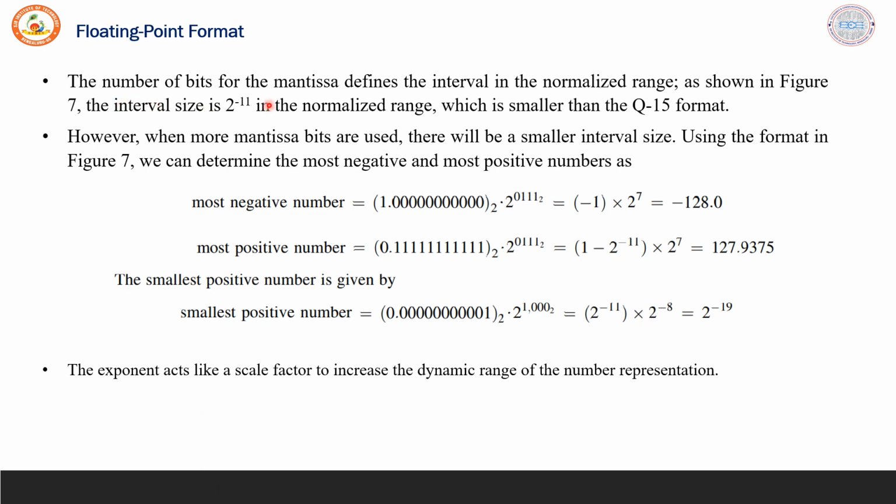The number of bits for the mantissa defines the interval in the normalized range. In the previous diagram, the interval size is 2 to the power of -11 in the normalized range. The size is definitely smaller when you compare it with the Q15 format. However, when more mantissa bits are used, there will be a smaller interval size. Using the format in the previous figure, we can determine the most negative and most positive numbers as shown.